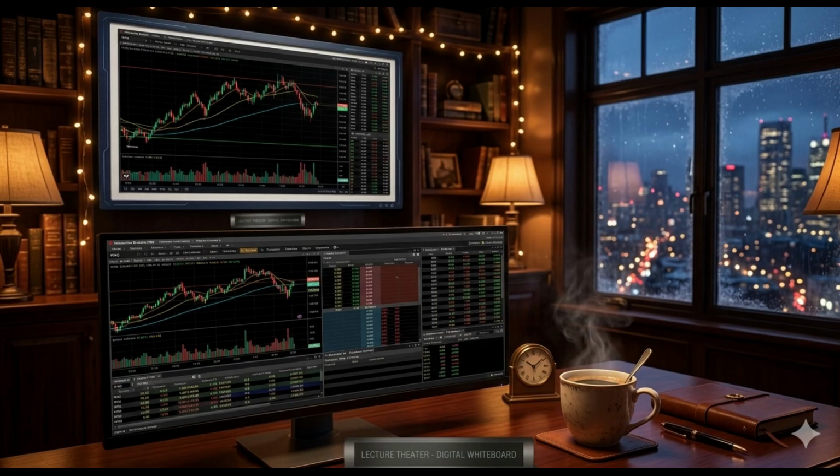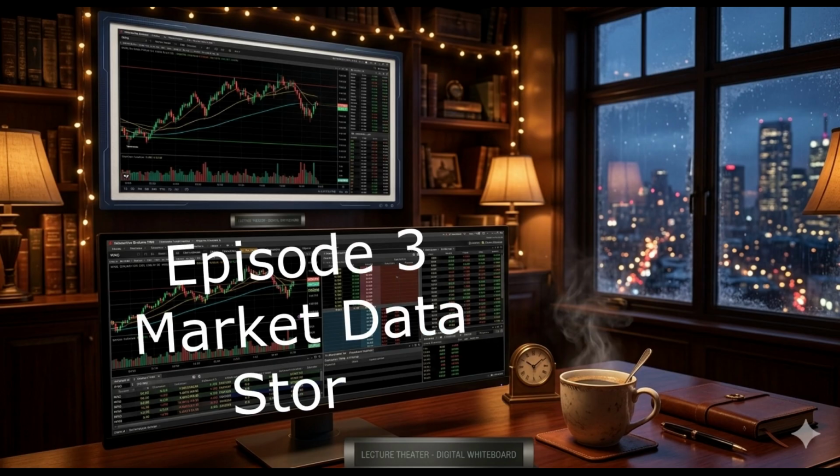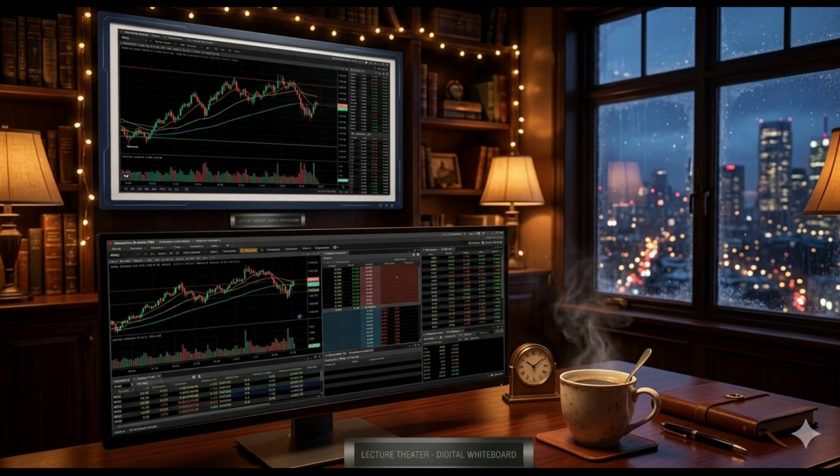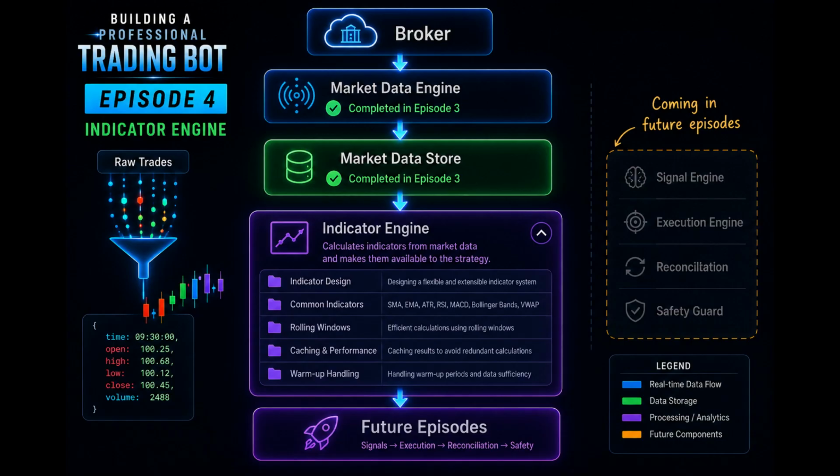And that's a wrap for episode 3. Today, we designed a dedicated market data store, giving our trading system a memory of the recent market. Along the way, we were introduced to a very useful data structure for maintaining rolling windows, the deque. More importantly, we've continued building our trading bot by giving every component one clear responsibility. In the next episode, we'll finally start putting our stored market data to work. We'll build our first indicators, discuss why indicators deserve their own processing component, and see how raw market data is transformed into meaningful information that a trading strategy can use.